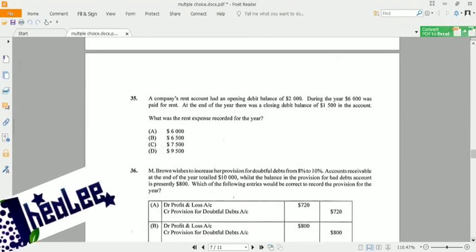Number 35. A company's rent account had an opening debit balance of 2,000. During the year, 6,000 was paid for rent. At the end of the year, there was a closing debit balance of 1,500 in the account. What was the rent expense recorded for the year? Which knowledge are you using?